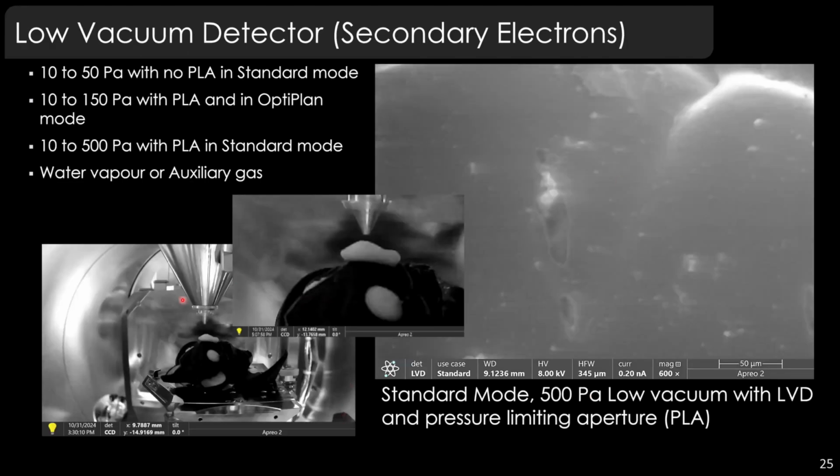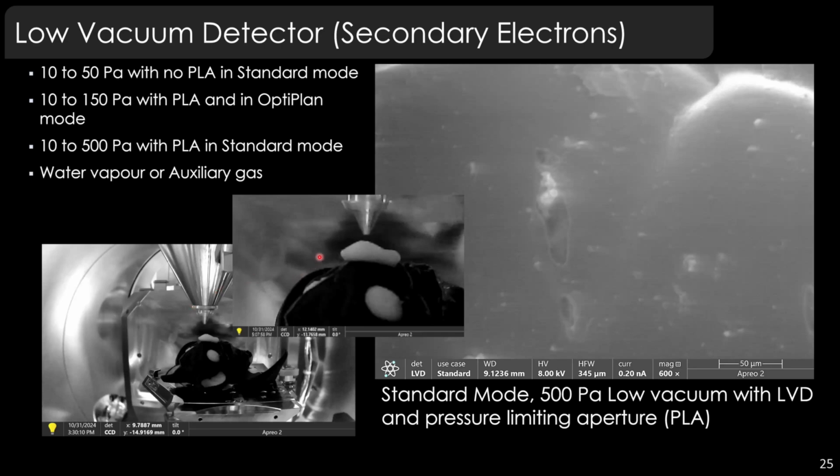So we can have a very low vacuum in the actual chamber and a higher vacuum up in the actual column lens system. If we don't have this pressure limiting aperture on the bottom of the column, we can go up between 10 to 50 pascals in pressure. We can use either water or some sort of auxiliary gas that we connect to the microscope. If we have the pressure limiting aperture and want to work in OptiPlan mode, we can go up to 150 pascals. And in standard mode, we can run up to 500 pascals.